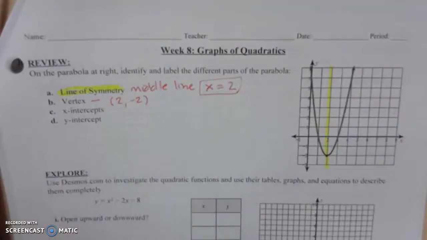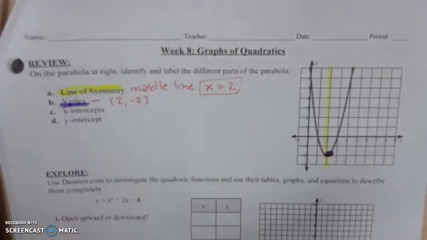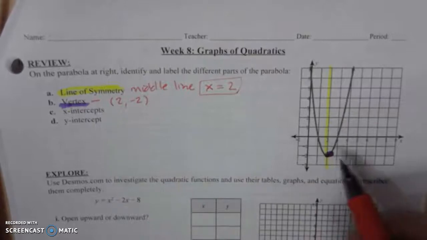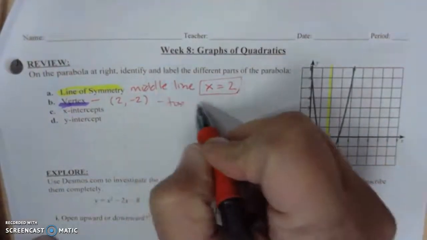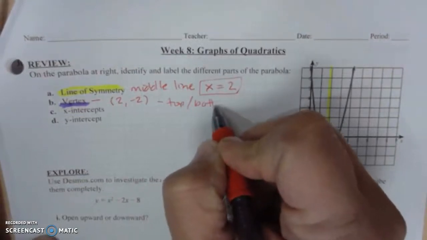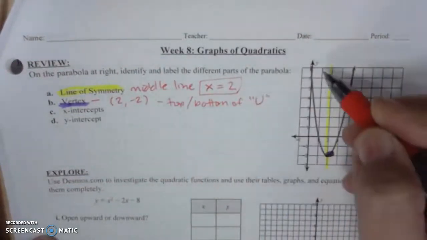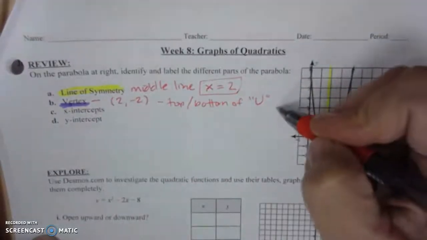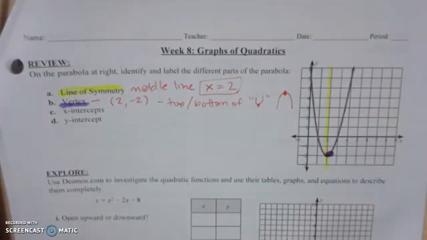I will highlight that one in purple. The vertex is where it changes direction. It'd be the top or bottom of the U. So here's the bottom of the U. If I had a parabola that went this way, this would be the top of it or the bottom of it. That's what that means.